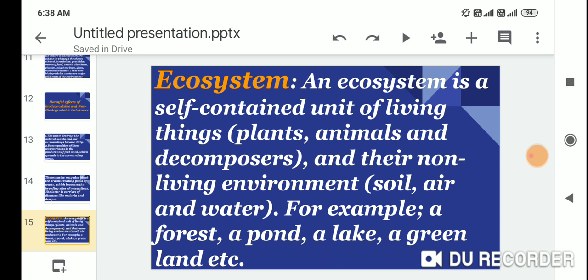Ecosystem. An ecosystem is a self-contained unit of the living things, plants, animals, and decomposers, and their non-living environment: soil, air, and water. For example, a forest, a pond, a lake, a grassland, etc.